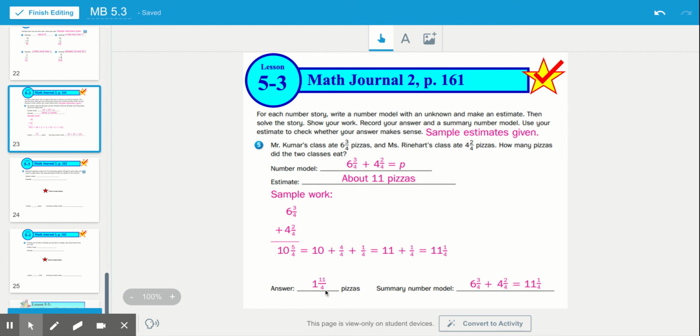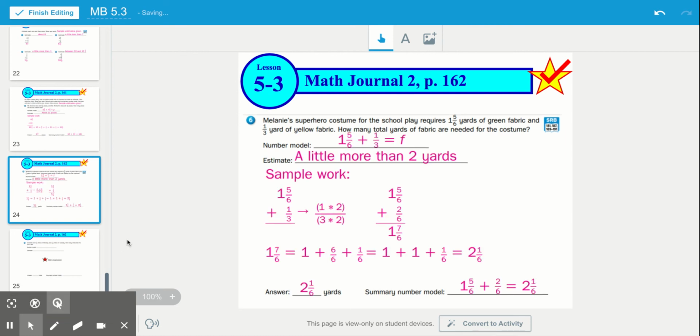So our answer, this is written wrong. It should be 11 1/4 pizzas written there. And the summary is 6 3/4 plus 4 2/4 equals 11 1/4 pizzas. We would never say, I ate 1 11/4 pizzas, would we? So it's always good to check to see the answer. Does it make sense? And if that's not how you would write it, or that's not how you would say it in conversation, then you want to fix it. You want to say 11 1/4 pizzas.